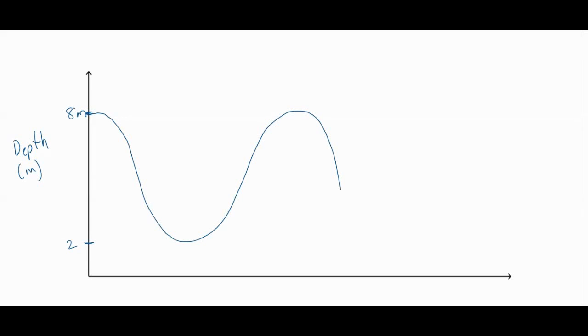It goes from a max of 8 to a min of 2. So if I put 2 here, this is depth in meters, and I'll put 8 up here. I'm not measuring this out with a ruler. A bit of an estimation of where these numbers would go is good enough for me. This one starts at high tide. So it's got to end back on high tide to get 2 full cycles.